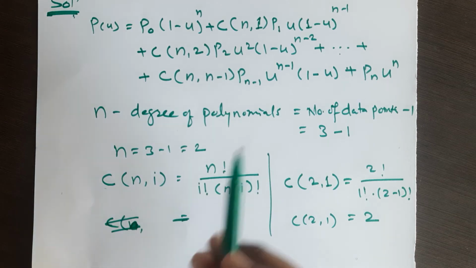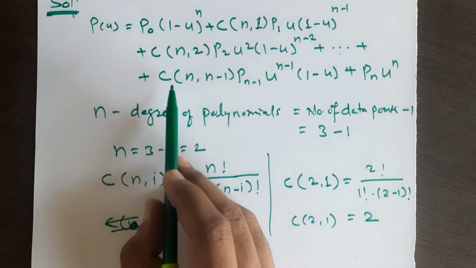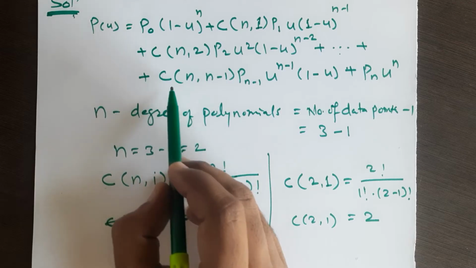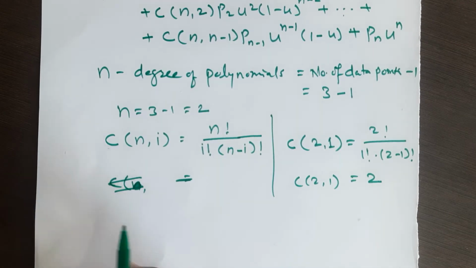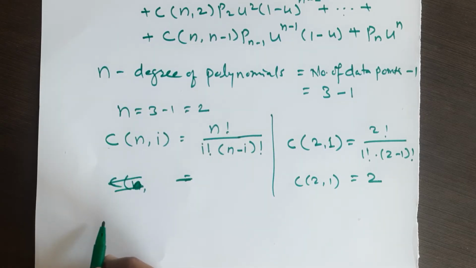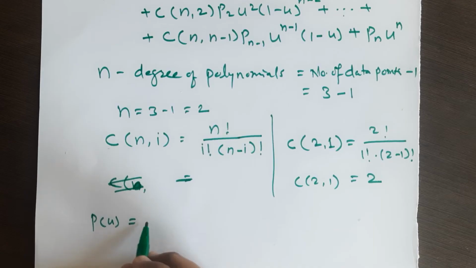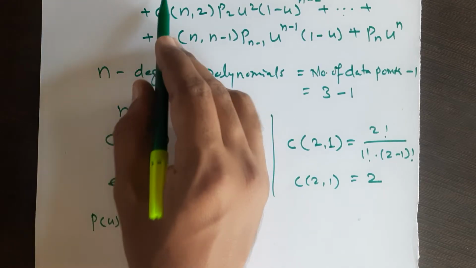Okay, so directly the first term will be there and the last term will be there. So we'll write here the parametric equation P of u is equal to, now P0 will be as it is.